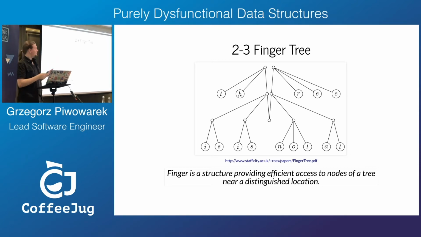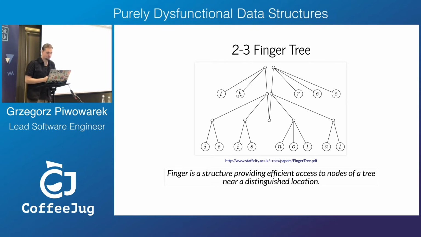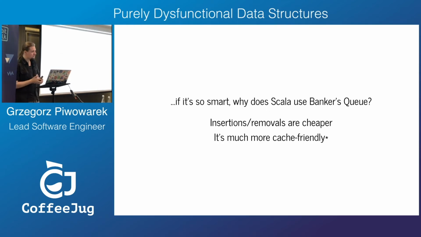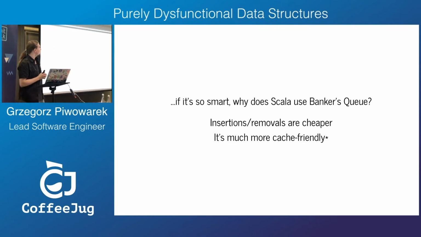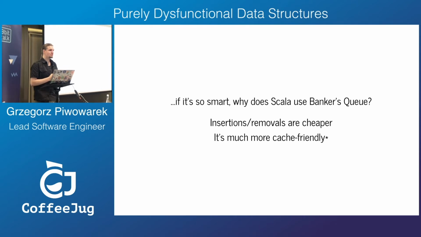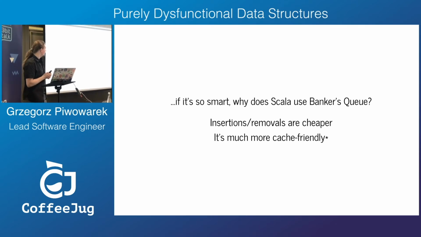It becomes a bit harder if you go deeper, if you need to access other elements and modify them. But again, you'll end up with some form of amortized constant time. And this is as ideal as it can get. But the question is, if this is so smart, why does Scala and many other languages actually use the banker's queue? Why do you think? It turns out that although we came up with a super smart solution, the ideal implementation of a persistent queue, it's very, very cache unfriendly.